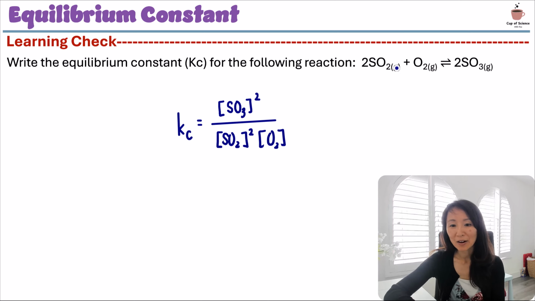Please note that these are all gases, and if you have a solid or a liquid in here, it would not be part of the equilibrium constant. So say that this SO2 just happens to be a liquid, then we wouldn't include it underneath the equation. It only applies for gas and aqueous.